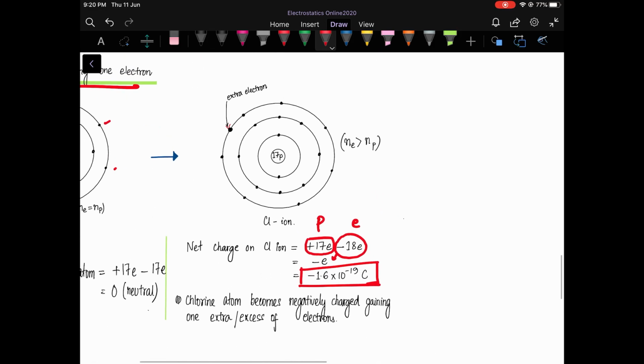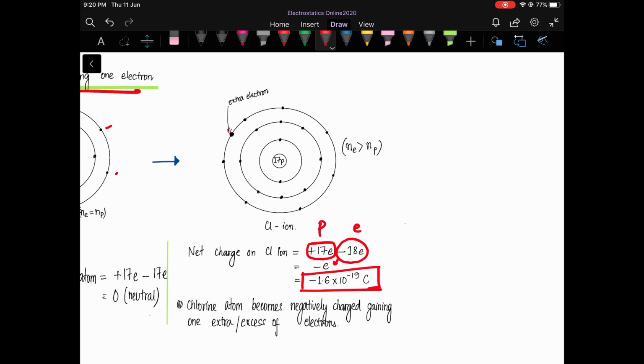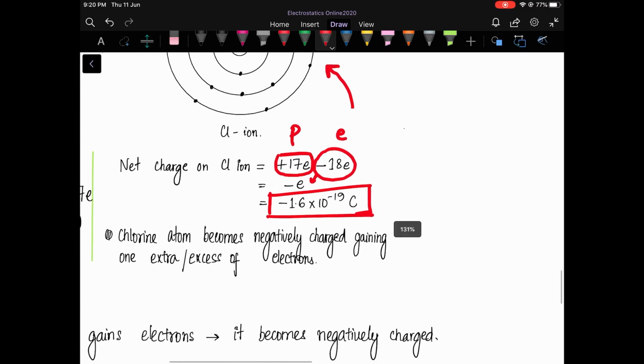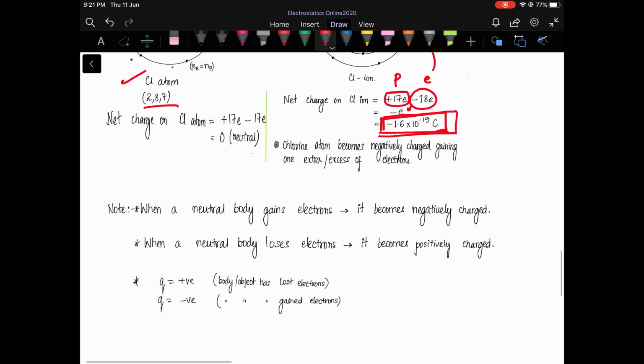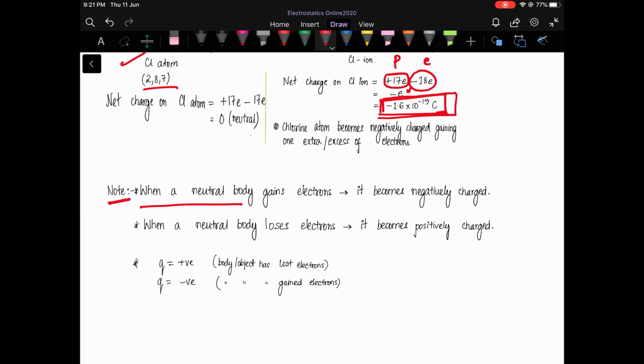So you can see here, it's very simple. If an atom is gaining electrons, or let's say is getting some extra electrons, then that atom should have some charge, negative in nature, and if it is gaining one extra electron, it should have a charge of minus 1.6 into 10 to the power minus 19 coulombs. So the note here you all should take is that when a neutral body gains electrons, it must become negatively charged. When a neutral body loses electrons, it becomes positively charged.